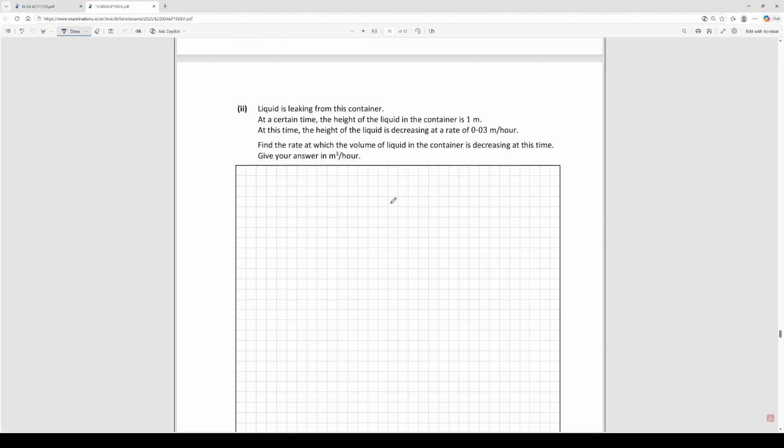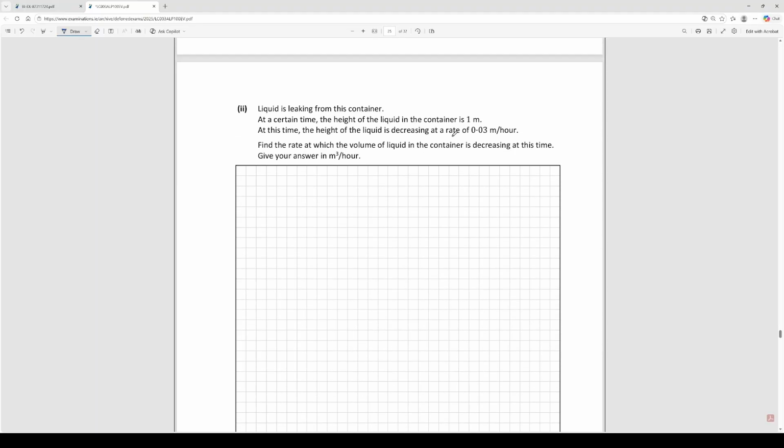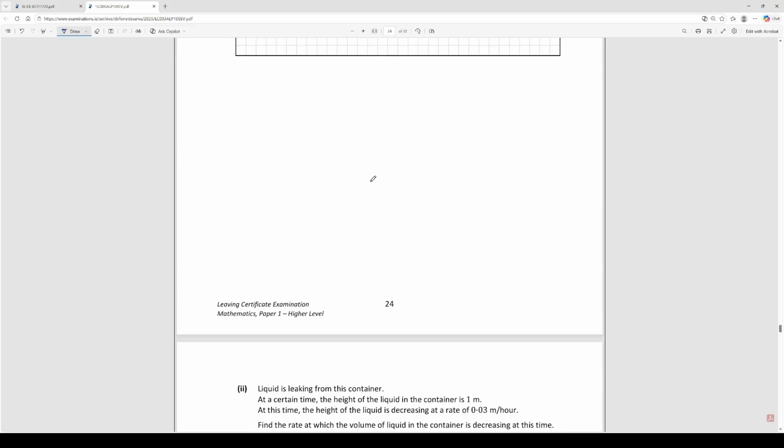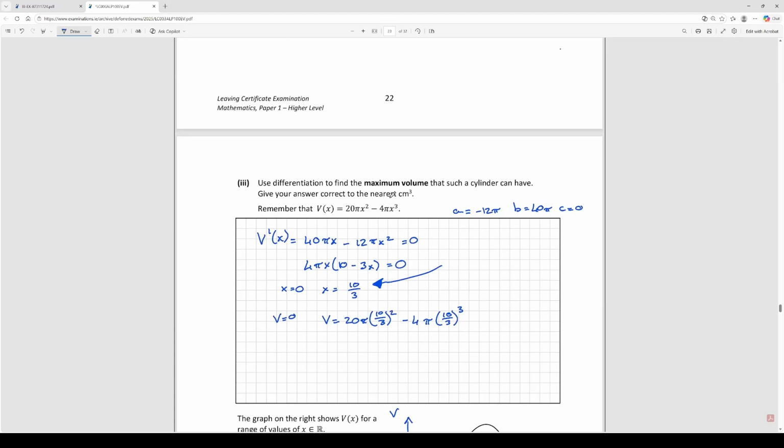Liquid is leaking from the container. At a certain time, the height of the liquid in the container is 1. We're going to leave that till the end, probably. This looks like a rates of change question. Why would I say that? I suppose that's the point of this. They gave us the volume of a shape in a question where they've already hinted at calculus.